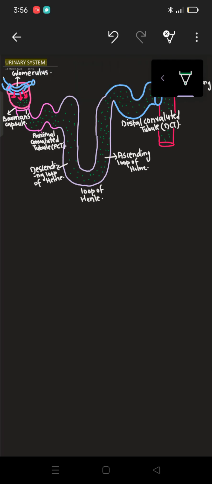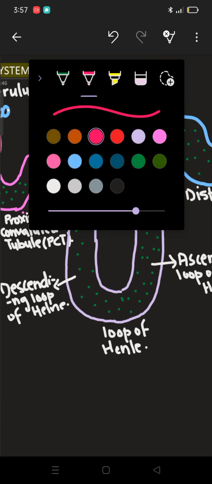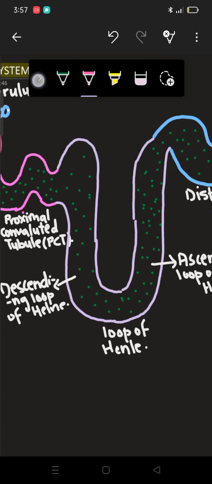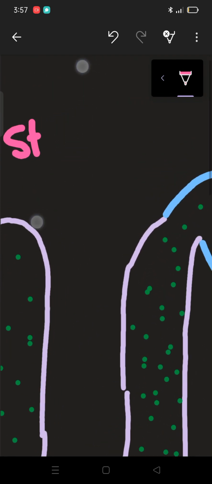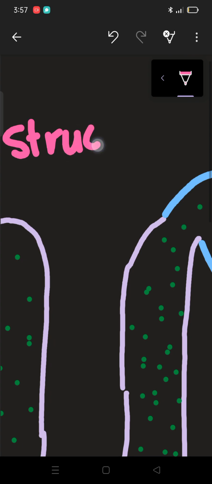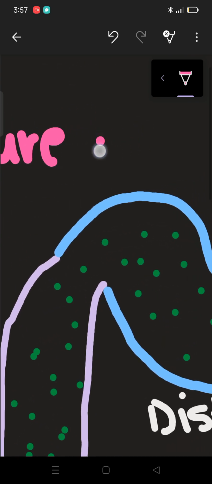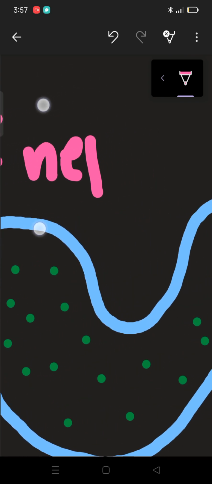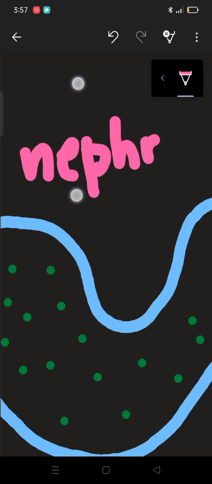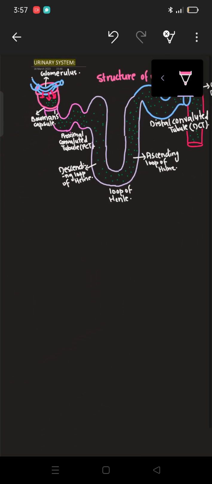So this is the structure of nephron we do have. So I should write here the structure of nephron. Yes. Structure of nephron. Alright, so here I have the structure of nephron.